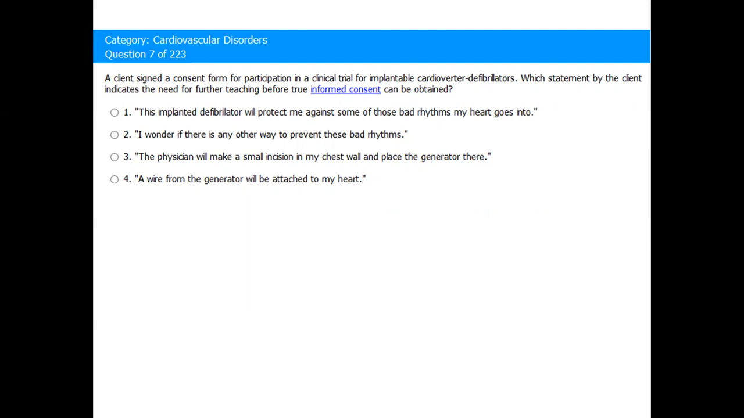Again, let me redo this question. The clinical trial for an implantable cardioverter defibrillator, right? Which statement by the client indicates the need for further teaching? So what the patient is telling is something wrong and you need to correct them when you go for informed consent.